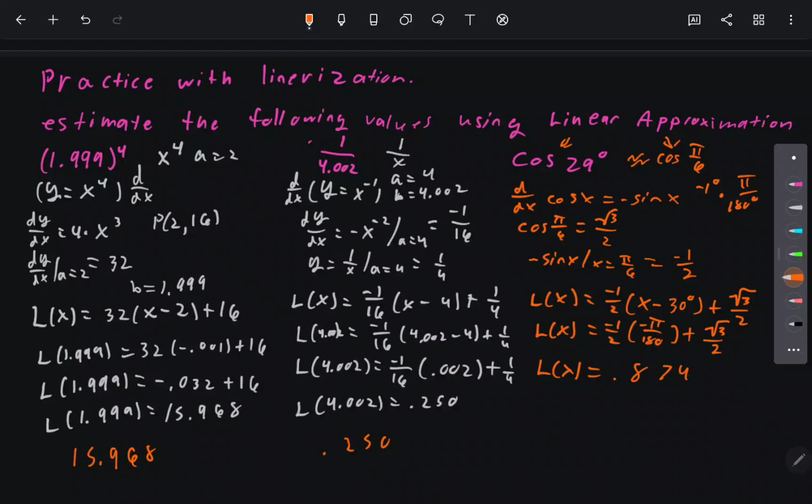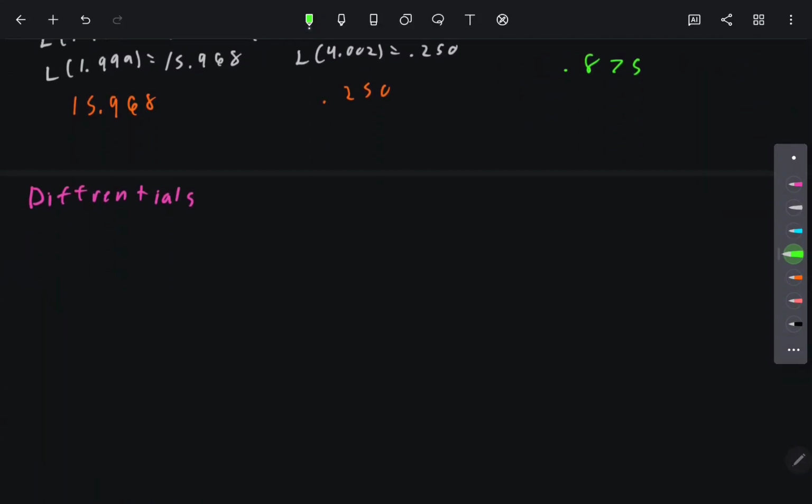0.874. If I plug this into my calculator in degree mode, we will see that the value that the cosine of 29 degrees is 0.875. And that's actually the same as this. I just forgot to round. I truncated instead of rounding.